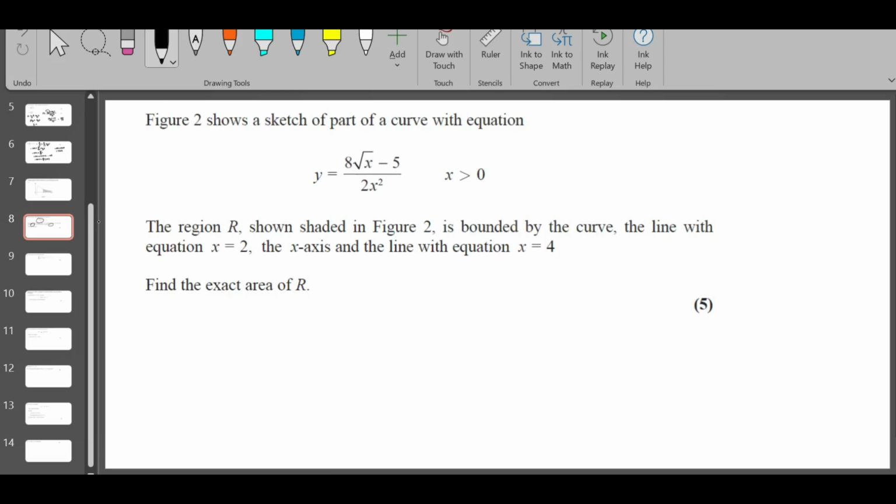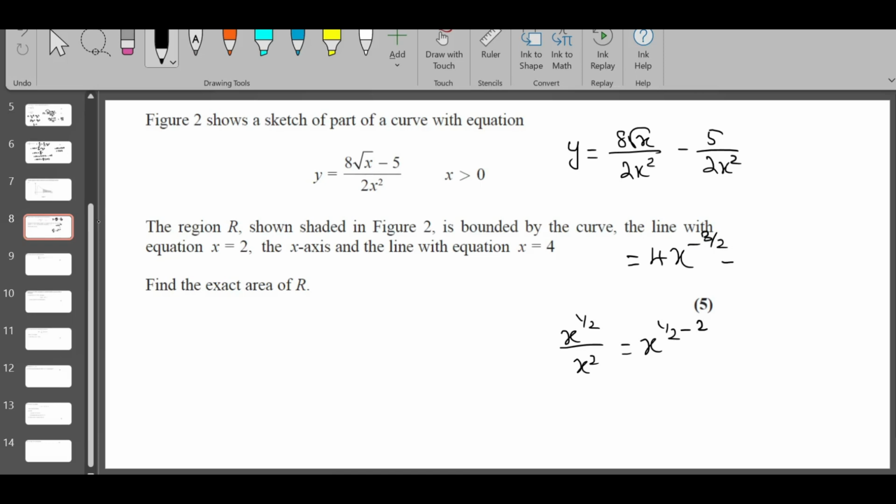Okay. First, we write y this way. 8 root x divided by 2x squared minus 5 over 2x squared. 8 over 2 is 4. x to the power half divided by x squared is going to be x to the power half minus 2, which is 1 minus 4, x to the power minus 3 over 2, minus 5 over 2 x to the power minus 2. Write y this way and then integrate it.